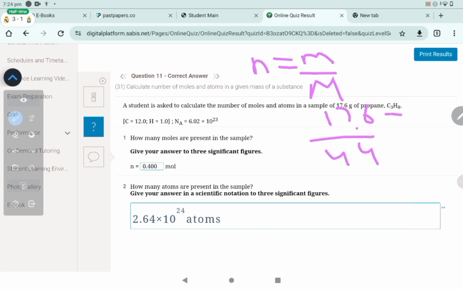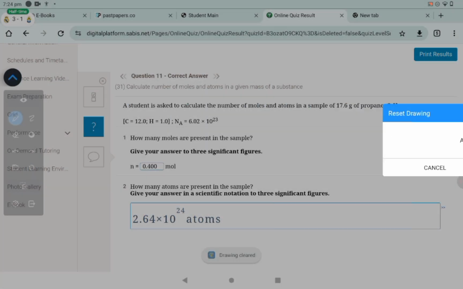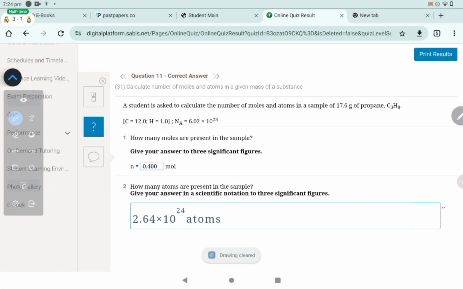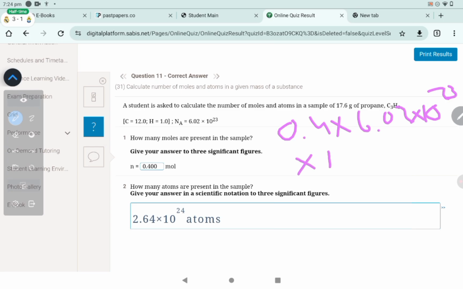How many atoms are present in the sample? To find atoms, we have to do moles multiplied by the Avogadro number to give us the molecules, multiplied by the atomicity to find the atoms. So we have the molecules 0.4 multiplied by the Avogadro number. They gave it to us as 6.02 times 10 to the power of 23. Now we multiply that by the atomicity, which is 11.